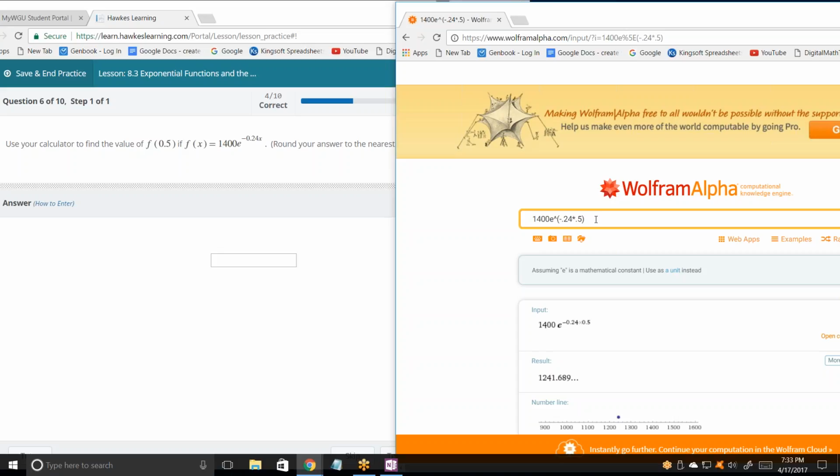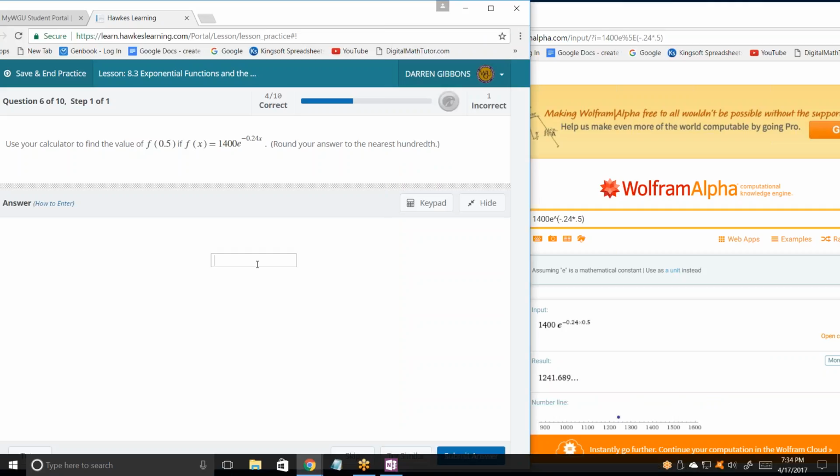1,241.68. Correct. Now it says rounded to the nearest hundredth. So what's our answer? To the nearest hundredth is that second digit to the right of the decimal place. So my answer is going to be 1,241.69 because the 8 rounds up to a 9. See why? All right. 1,241.69.